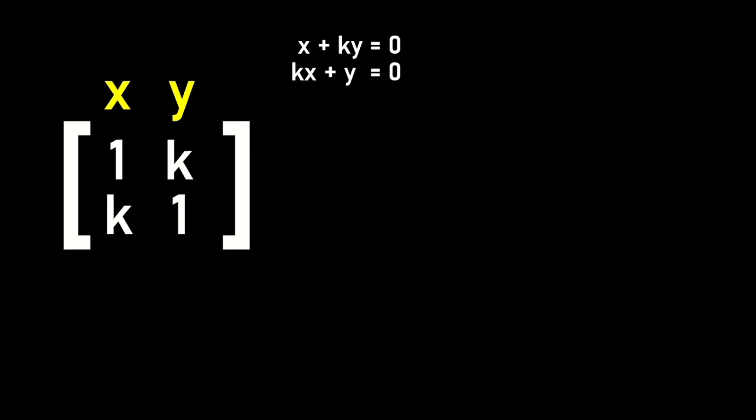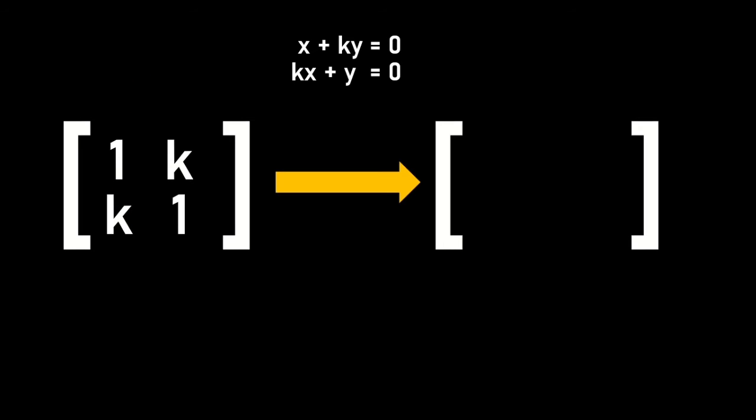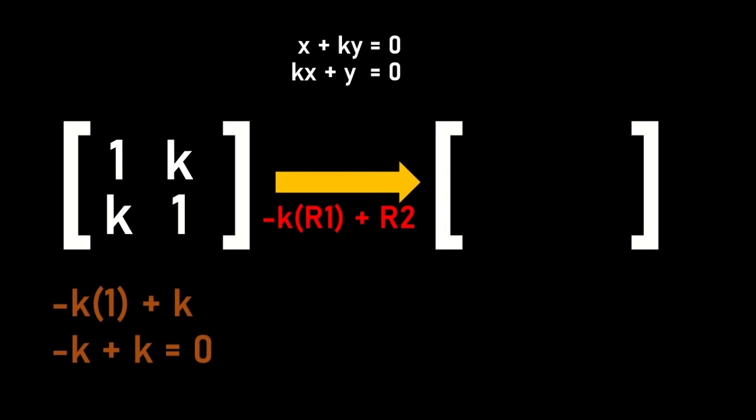Now, to reduce the system to row echelon form, this k must be 0. And for that, we need to think of a formula that can change this k into 0. And that is negative k times row 1 plus row 2. Let's apply it in our first column. Negative k times row 1, or 1, plus row 2, and that is k, is equal to negative k plus k, and that is 0.